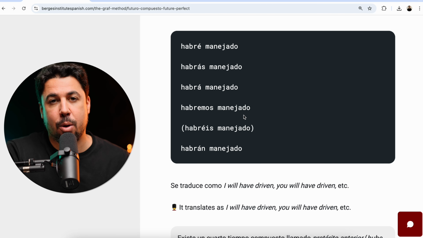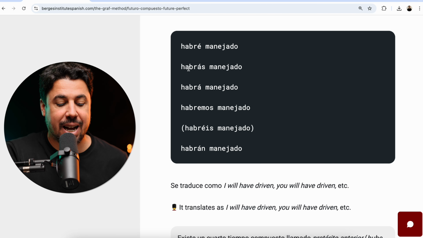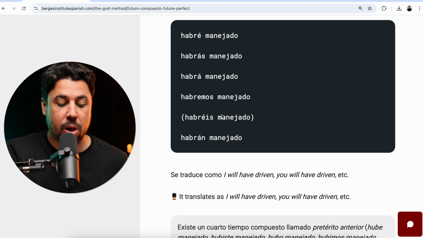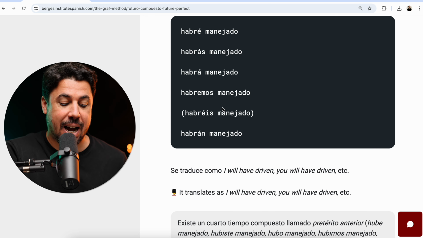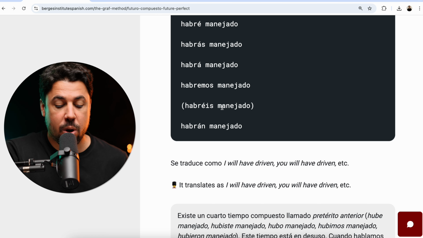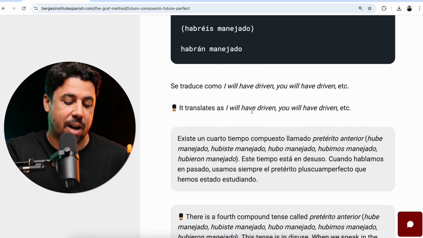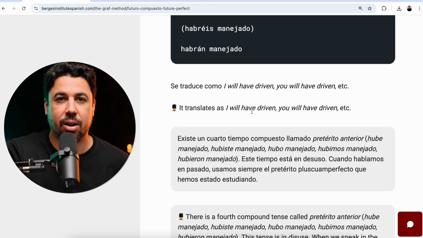Habré manejado, I will have driven. You will have driven, habrás manejado. He or she will have driven, él, ella, usted habrá manejado. We will have driven, habremos manejado. You all will have driven, habréis manejado. And they will have driven, habrán manejado. So it translates as I will have driven, you will have driven, etc.